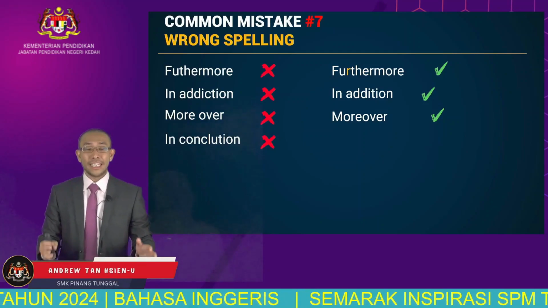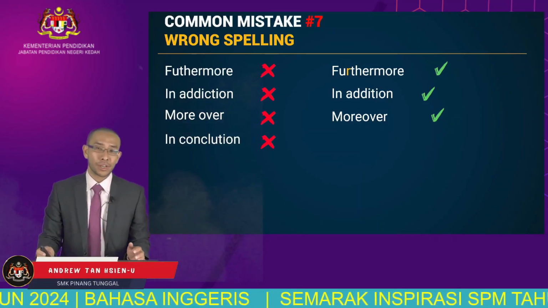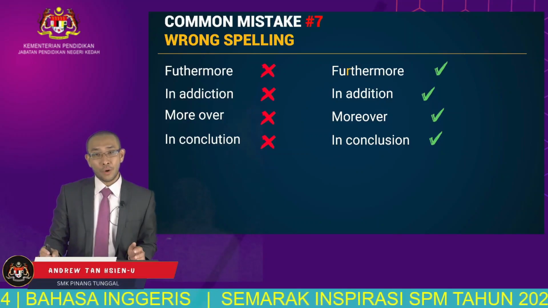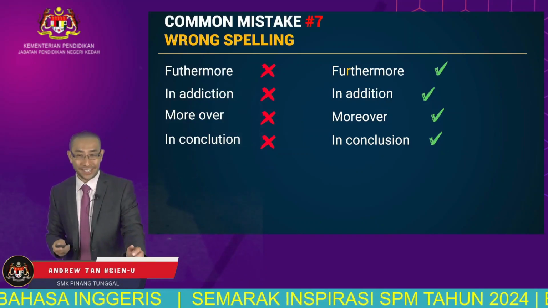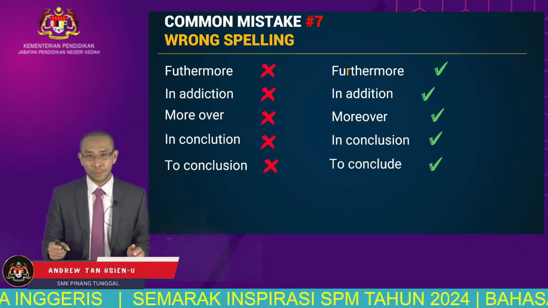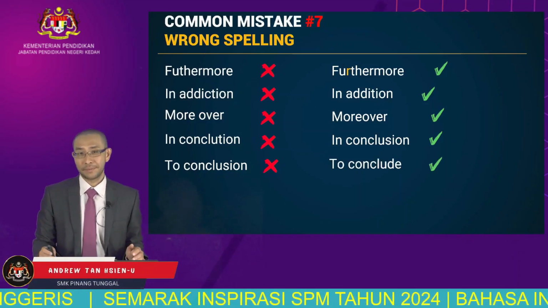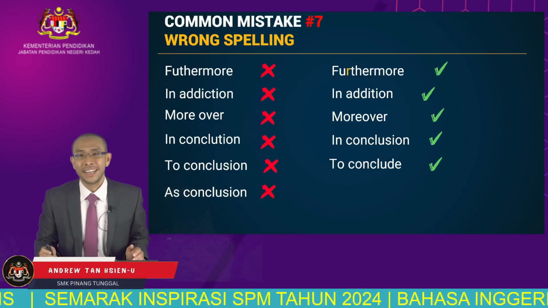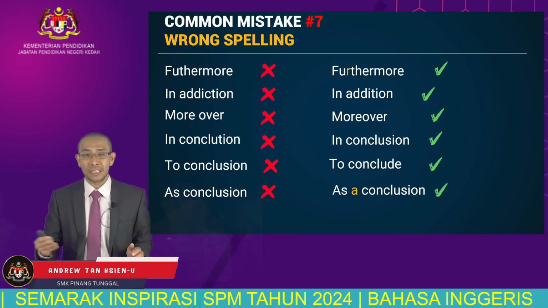Next one, in conclusion. What is the wrong spelling here? The correct spelling should be CONCLUSION. To conclusion. This is also wrong. It is supposed to be to conclude. As conclusion. What is wrong with this one? It needs to be written as a conclusion.